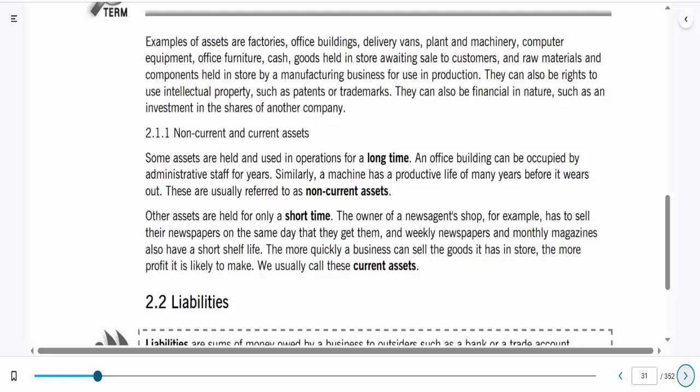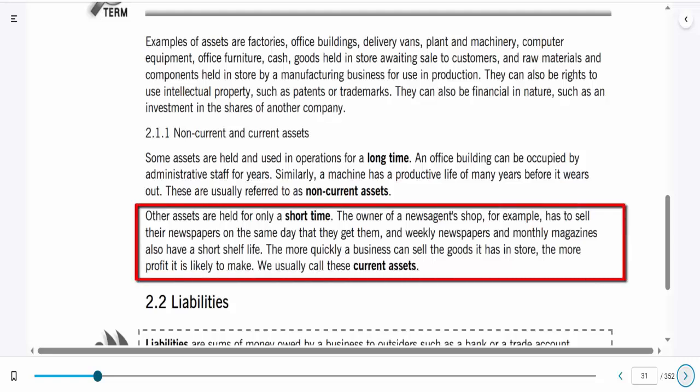These are assets that stick around in the business for a while, supporting long-term operations. Current assets. Now let's look at current assets. These are assets that a business only holds for a short time, typically less than a year. Current assets are usually things that a business plans to sell, use up, or turn into cash quickly. Because they don't last long, they move in and out of the business more frequently.